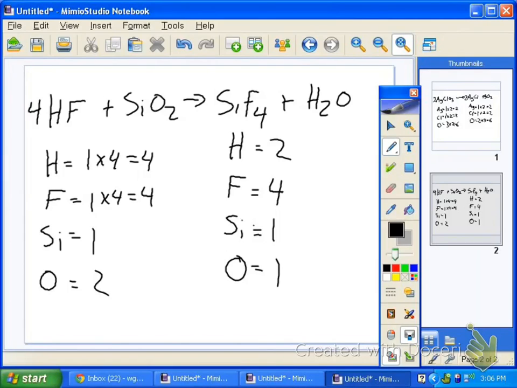Where would you go next? Could we go to hydrogen now? So go to hydrogen. There's 2 hydrogens here. There's 4 over here. So what do I need to do in front of H2O? Put a what? 2. That makes 2 times 2 is 4 hydrogens. And it gives us 2 oxygens because oxygen's in there as well. Is everything balanced? Yeah. It's 4, 1, 1, 2.